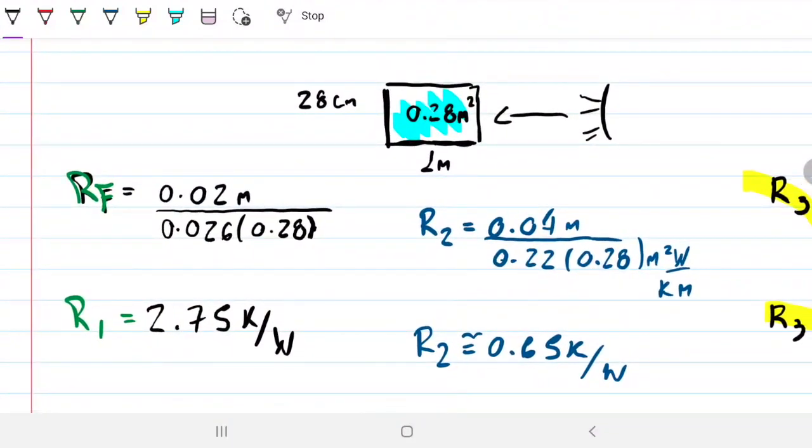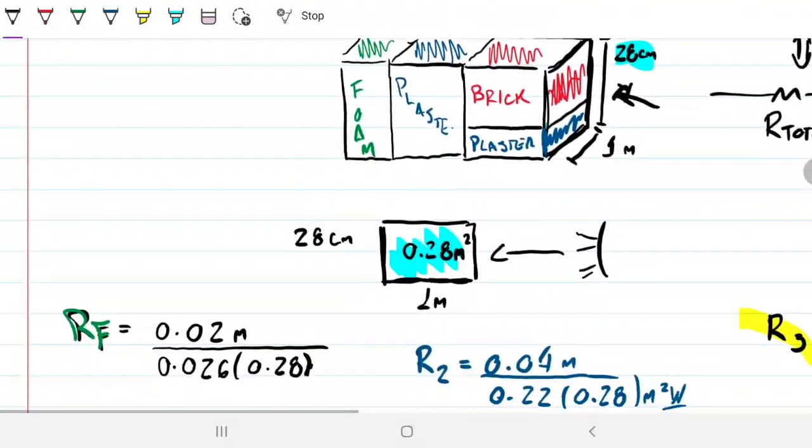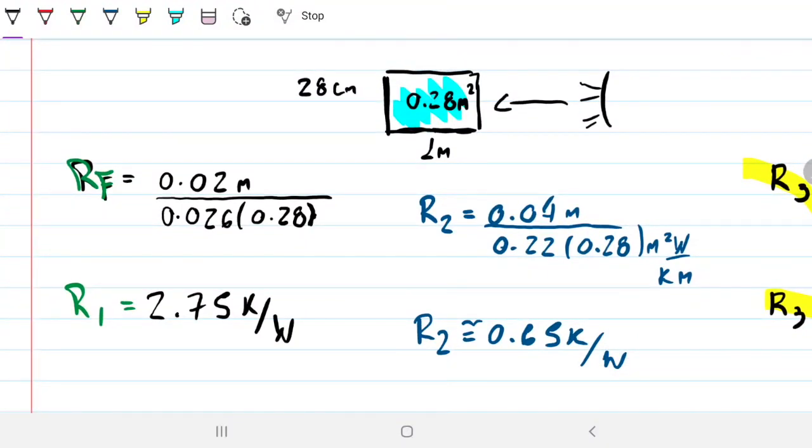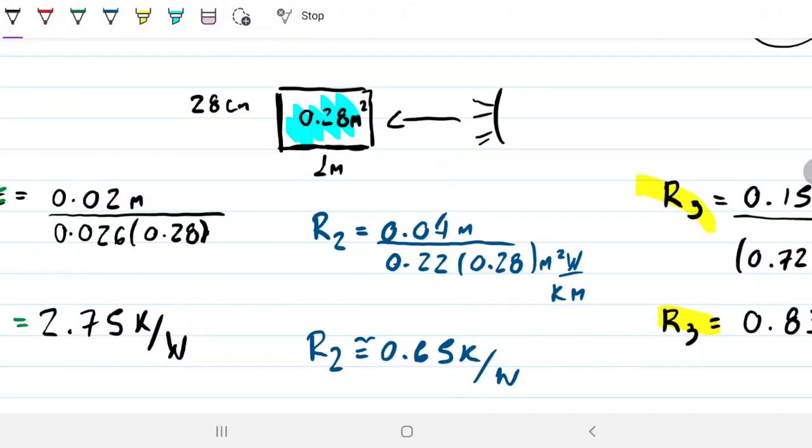The R for the foam: I have the thickness of the foam, that's 2 centimeters, K for the foam, 0.026, and the area for the foam, which is the one that we just figured out, 0.28. That's going to give me 2.75 Kelvin per watt. The one for the plaster is over here in blue, so twice the thickness of the plaster, because we put both plasters on the same side. Instead of 2 centimeters plus 2 centimeters, I'm just going to have 4 centimeters, K of the plaster, and the same 0.28 meters squared for the area.